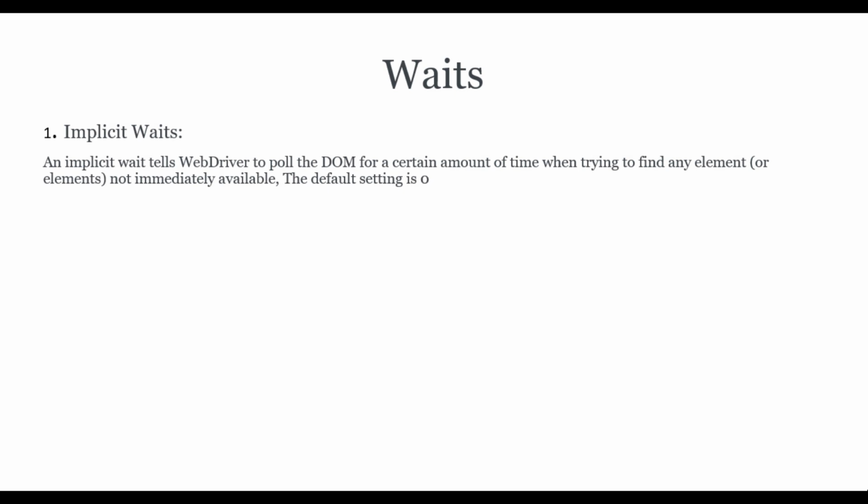First is the implicit wait. An implicit wait basically tells the WebDriver to poll the DOM for a certain amount of time when trying to find any element. It means that when find element is running, it will tell the WebDriver to poll the DOM for a certain amount of time to check whether the element has appeared or not. If the element is not immediately available, the default setting is 0. If we are not providing any value, by default it will be 0, and it will not wait.